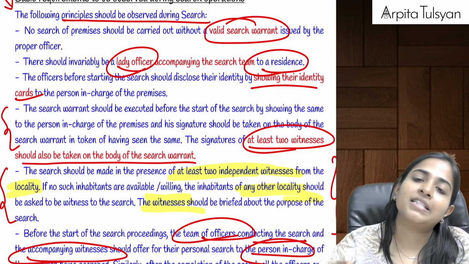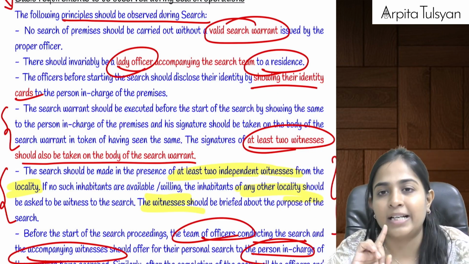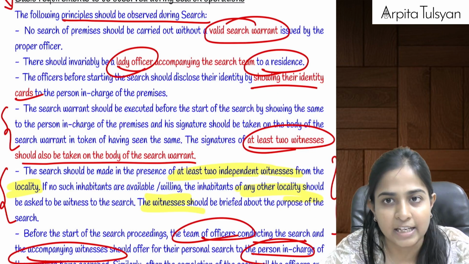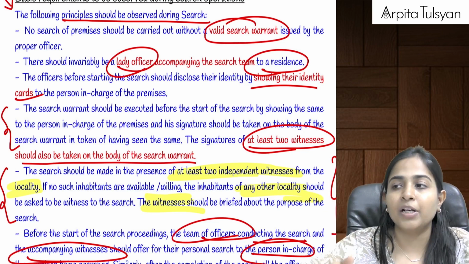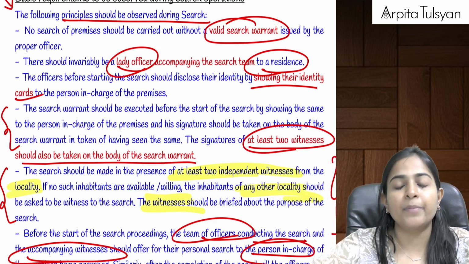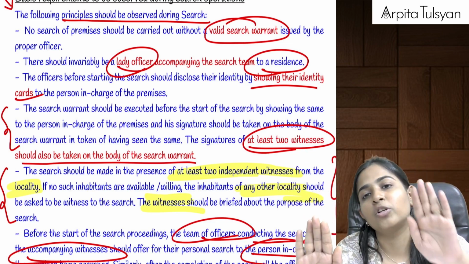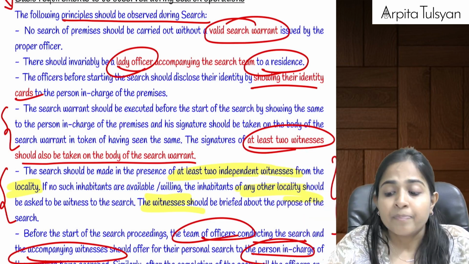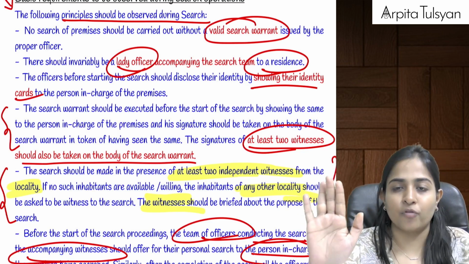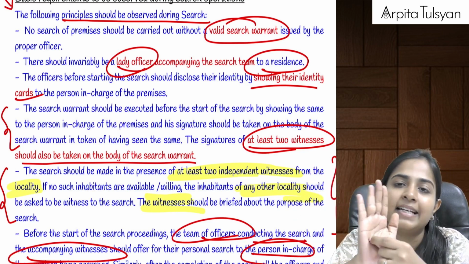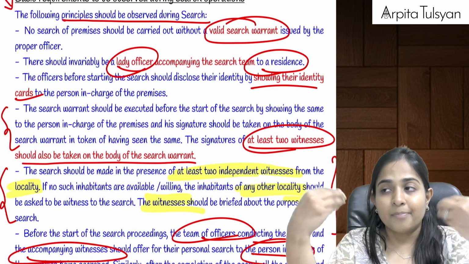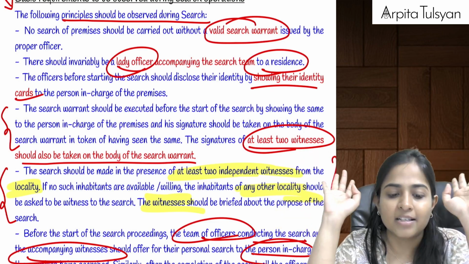So proper officer, when he is going, please take a search warrant. If you're going and searching someone's residence, please make sure that at least one lady officer is accompanying you. Then once you enter that particular premises, to the owner of that premises or to the person in charge of that premises, please show the search warrant and please show your ID cards. Once you have shown the search warrant, please take the signature of that person on the search warrant, meaning that person has read the search warrant.